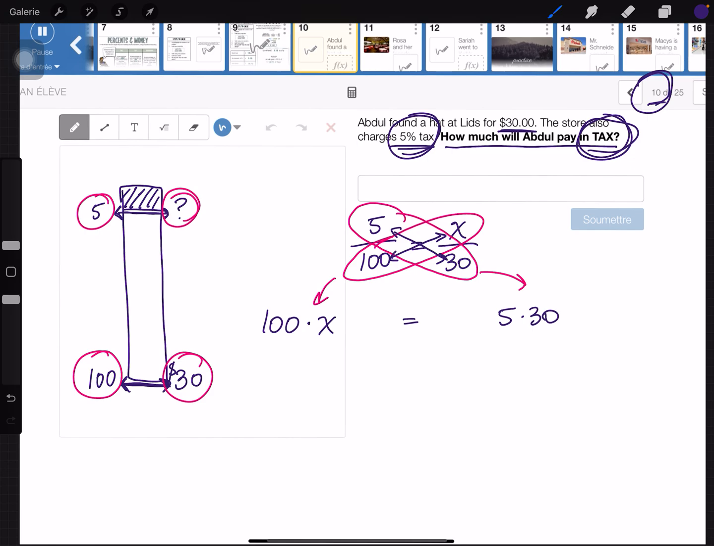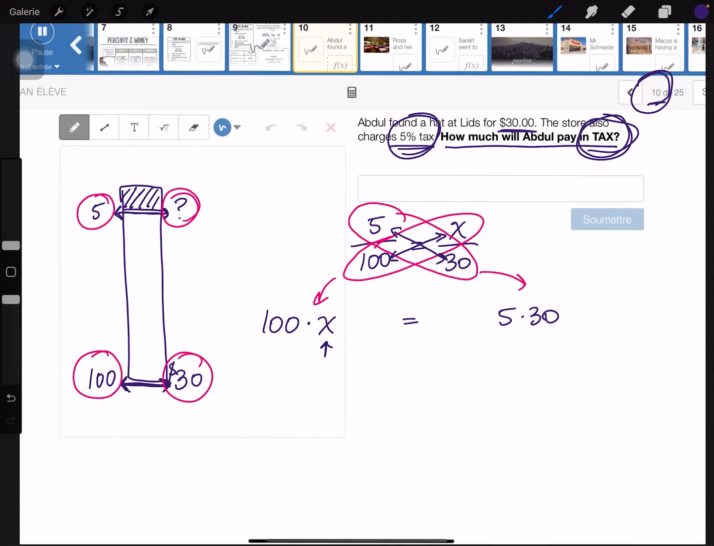Now, this should start to look familiar. We have an equation. 100 times x equals 5 times 30. That's an equation. We know how to solve these. I want to get the x by itself. I want to solve for x to get the x alone.